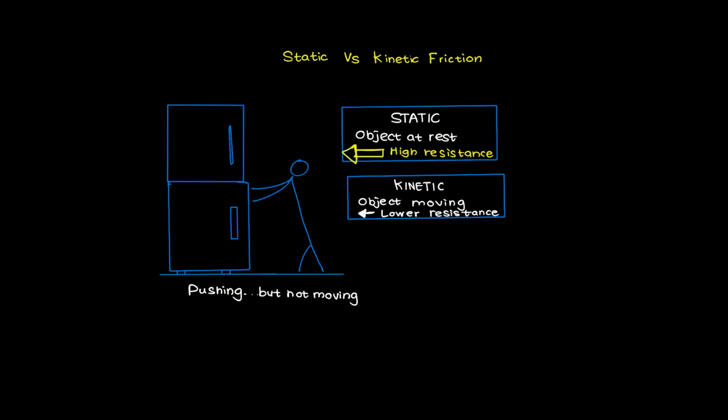Gravity stays constant whether the fridge moves or not. The fridge doesn't lose mass. The floor doesn't magically become slippery. The physics changes because you've transitioned from overcoming static friction to working against kinetic friction.